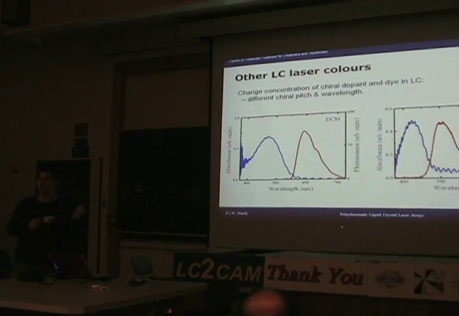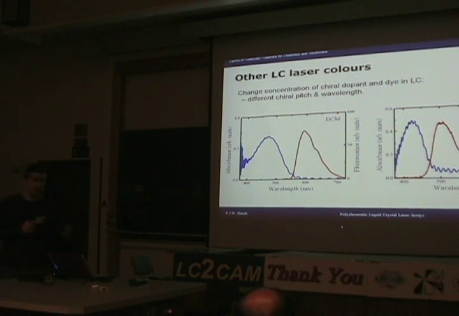So this was a blue laser, sorry, it wasn't blue at all, it was a red laser. It was a red laser that we were showing in the demonstration here, but we also want to be lasing at other wavelengths. So how do we go about doing that? Well, it's a simple case of, first of all, you need to change the concentration of chiral dopant within the system. That changes the chiral pitch, which in turn affects the lasing wavelength.